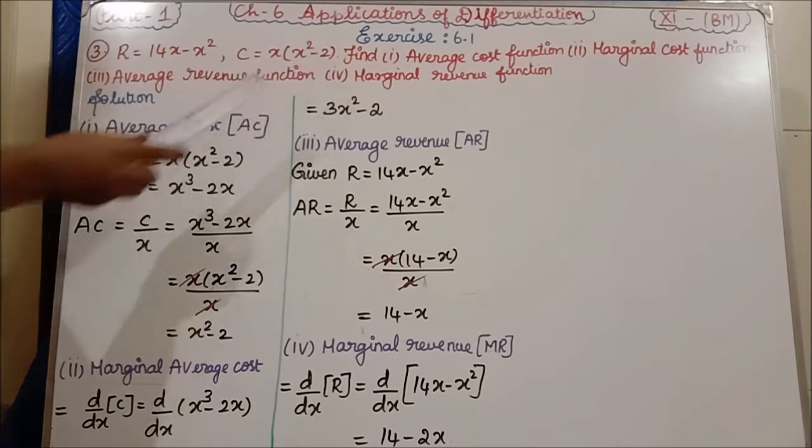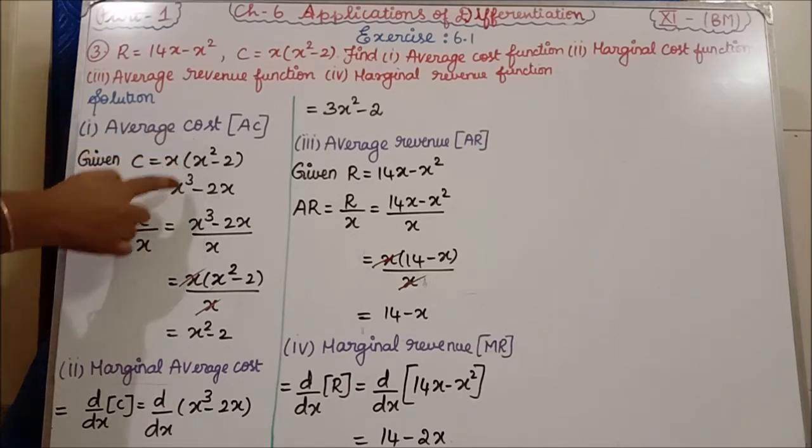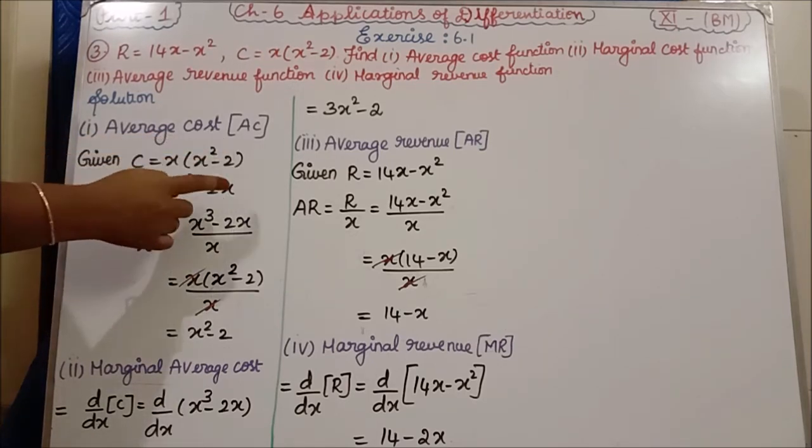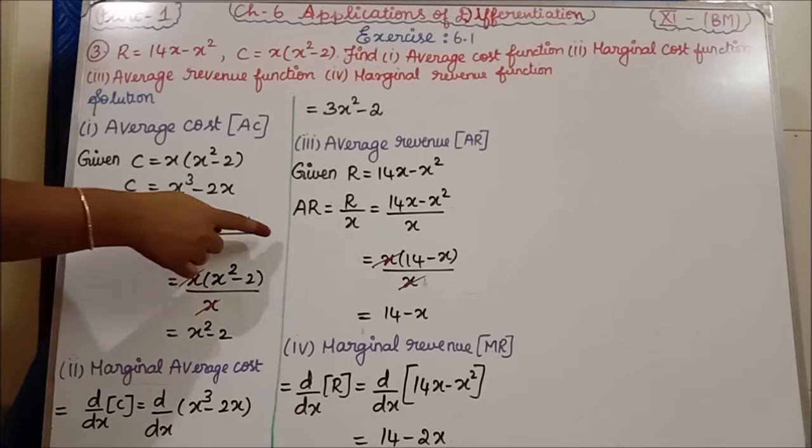X into x square minus 2. Now we are going to take this x inside. So x into x square is x cube, x into 2 is 2x. Okay, now average cost is equal to cost divided by x, which is x cube minus 2x divided by x.